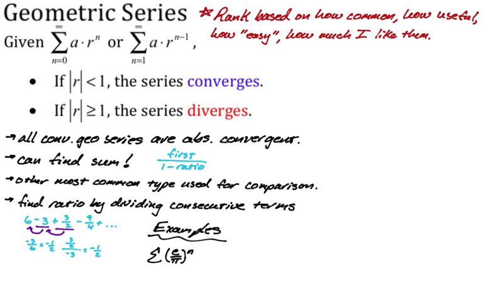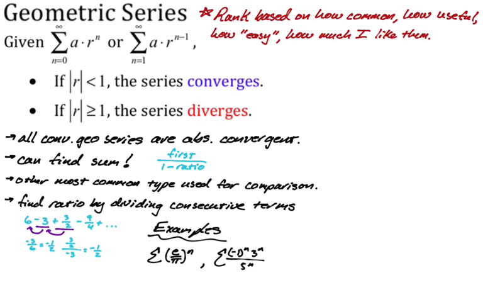E is like 2.718, pi is 3.14. Pi is bigger than e. Keep that in mind, because a really common ratio that they like to give is e over pi or pi over e. You've got to know what's going on there.